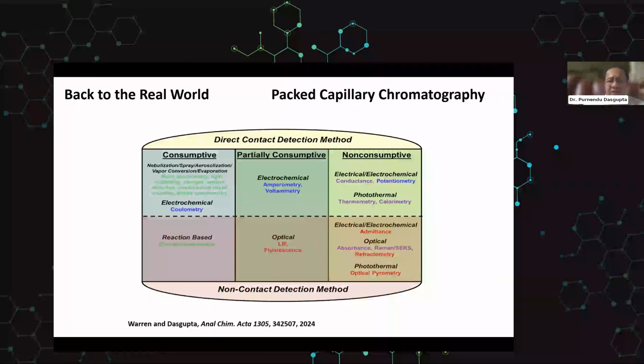Electrochemical methods right in the center are amperometry or voltammetry. If you carry out amperometry all the way to conclusion and eat up everything, then it becomes coulometry. Coulometry is very difficult to do except in open tubular format, because all of it has to come to the electrode, and that means the distances have to be very small.